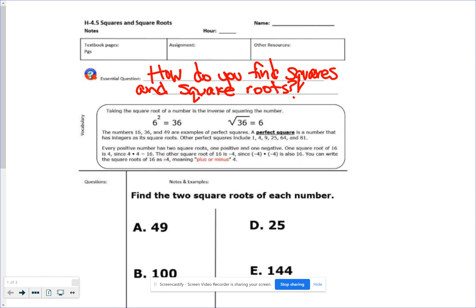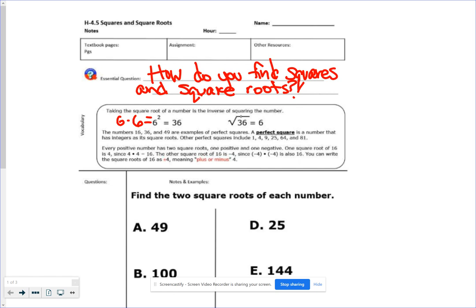All right, taking the square root of a number is the inverse, or another word for inverse is opposite, of squaring the number. So 6 squared, what does that actually mean? 6 squared means 6 times 6, not 6 times 2, 6 times 6. It's just a shortened way of saying 6 times 6. That equals 36. Well, in order to undo the square, or to do the opposite, we take the square root.